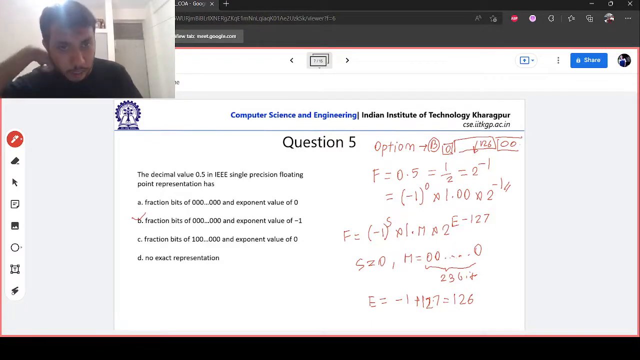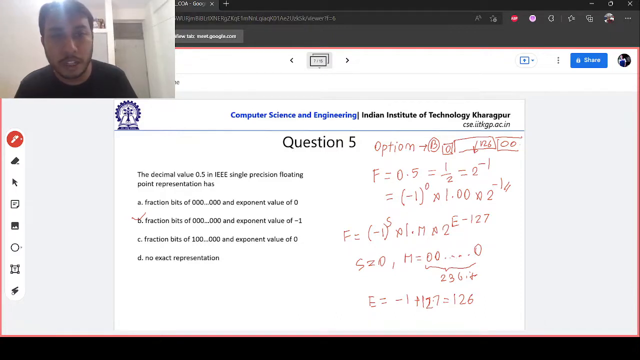So I will repeat once again. Given a decimal number 0.5, we have to find the corresponding IEEE single precision floating point representation. First, we can write 0.5 as 1 divided by 2, that is 2 to the power minus 1. We can also write that as minus 1 to the power of 0 into 1.00 into 2 to the power minus 1. Correct? Now, this is the actual equation which we solved in the last problem: minus 1 to the power of s into 1 dot m into 2 to the power of e minus 127.